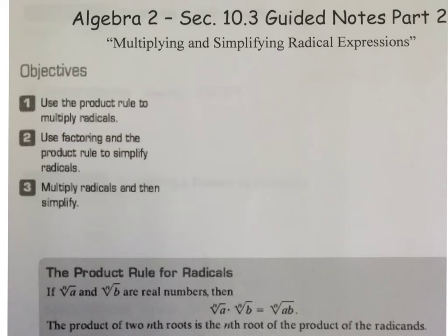Today we're doing section 10.3 part 2, multiplying and simplifying radical expressions. We're going to do objectives 1 and 2, that is, use the product rule to multiply radicals and then simplify. So let's look at the product rule.